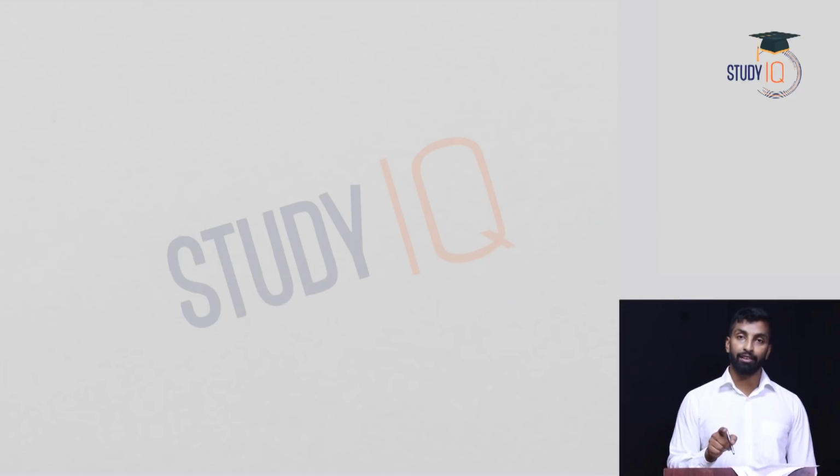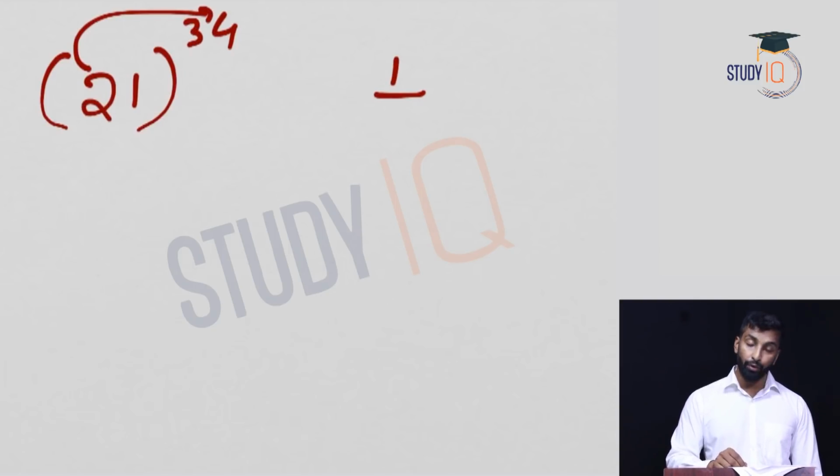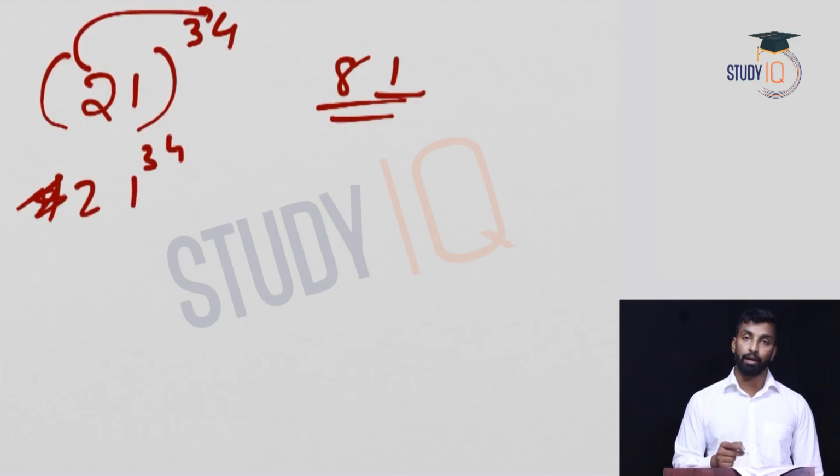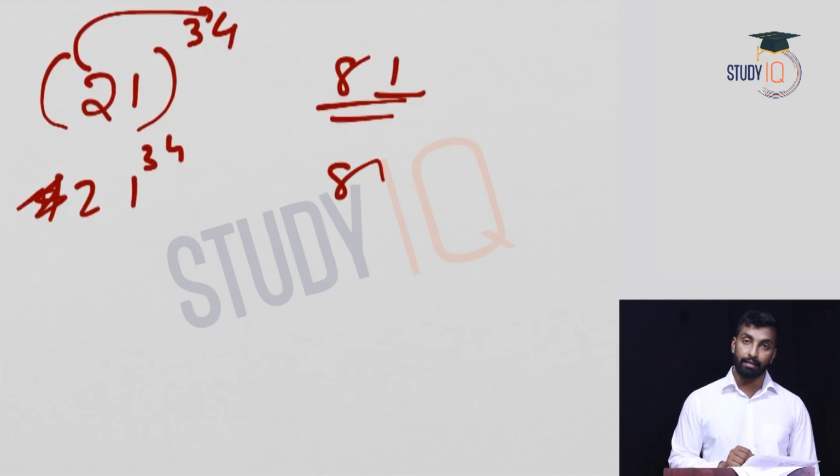The last two digits, we have had enough discussion, right? So for a number ending in 1, how will you find the last two digits? If it is 21 raised to 34, last digit will be 1, previous will be 2 into 4, that is 8. If it is 121 raised to 34, this 1 is not important. For finding last two digits, only the last two digits are important, right? So again it will be 81 itself.